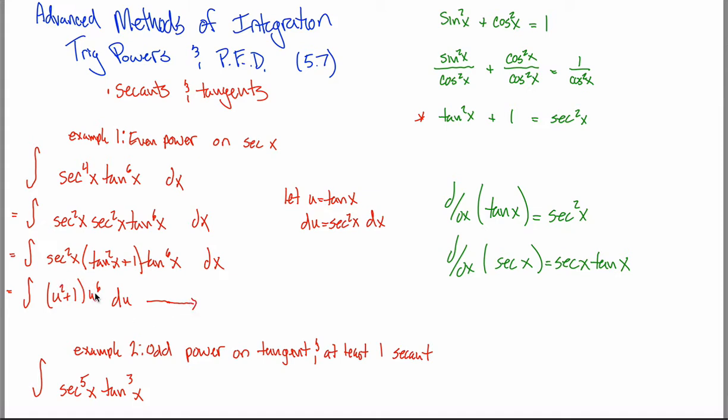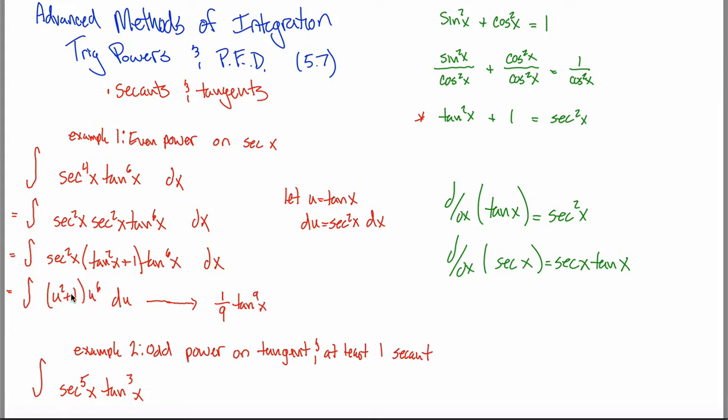U to the 6th, I'll distribute that through. So I'll have u to the 8th plus u to the 6th. And then the antiderivative of that u to the 8th will be 1/9 u to the 9th. But I don't want to write 1/9 u to the 9th because my u is tangent of x. So I'm going to write 1/9 tangent of x to the 9th power.